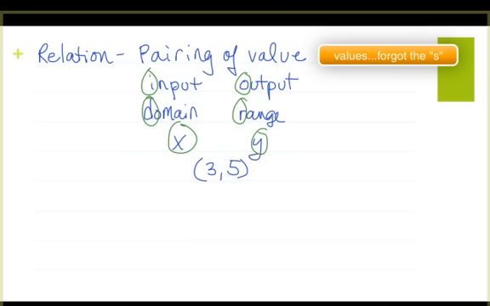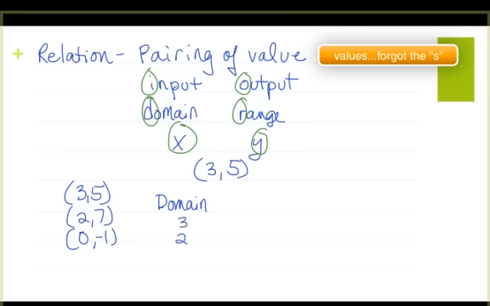So let's look at a grouping of ordered pairs. If I have 3, 5, and 2, 7, and 0, negative 1, then we would say that the domain is 3, 2, and 0. And sometimes you'll see those put in order, but right now we're just worrying about basics. And the range is 5, 7, and negative 1.